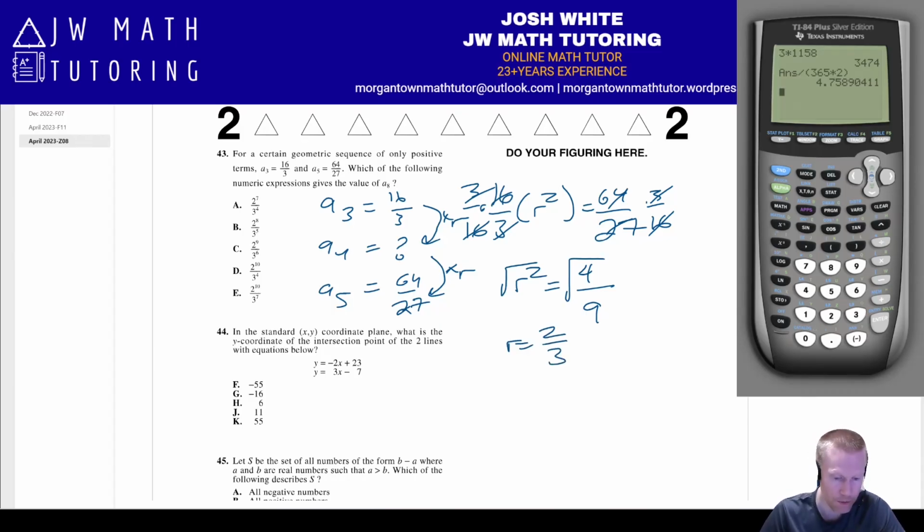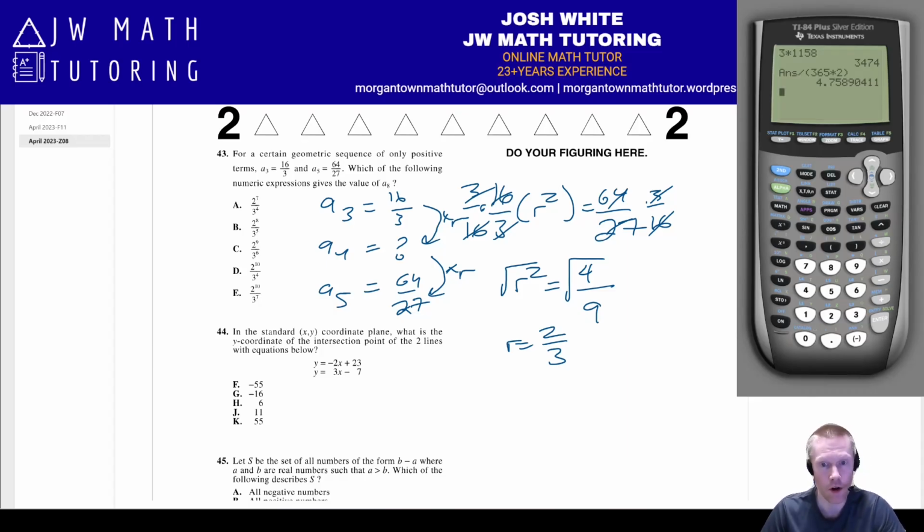Notice it's less than 1, but that makes sense because 16/3 is larger than 64 over 27. 16 over 3 is 5 and 1/3, whereas 64 over 27 is 2 and something. So the numbers are getting smaller. Therefore, through this geometric sequence, we expect the common ratio to be less than 1.